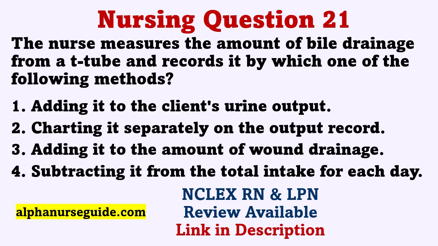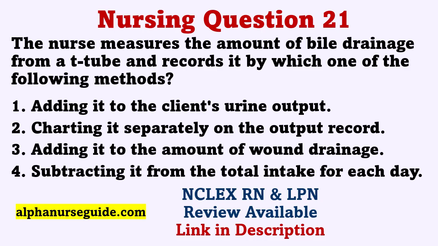The nurse measures the amount of bile drainage from a T-tube and records it by which one of the following methods? 1. Adding it to the client's urine output. 2. Charting it separately on the output record. 3. Adding it to the amount of wound drainage. 4. Subtracting it from the total intake for each day.